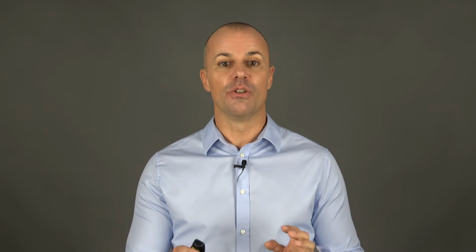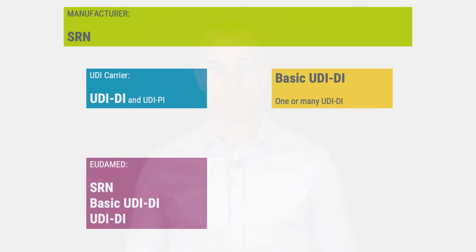Okay, back to where we started, the UDI and device registration module. As we concluded in the last lesson, all medical devices must have a UDI-DI on the UDI carrier, the label. And as you understand, all data related to a device will not be possible to fit on the UDI carrier. And this is where EUDAMED comes into the picture.